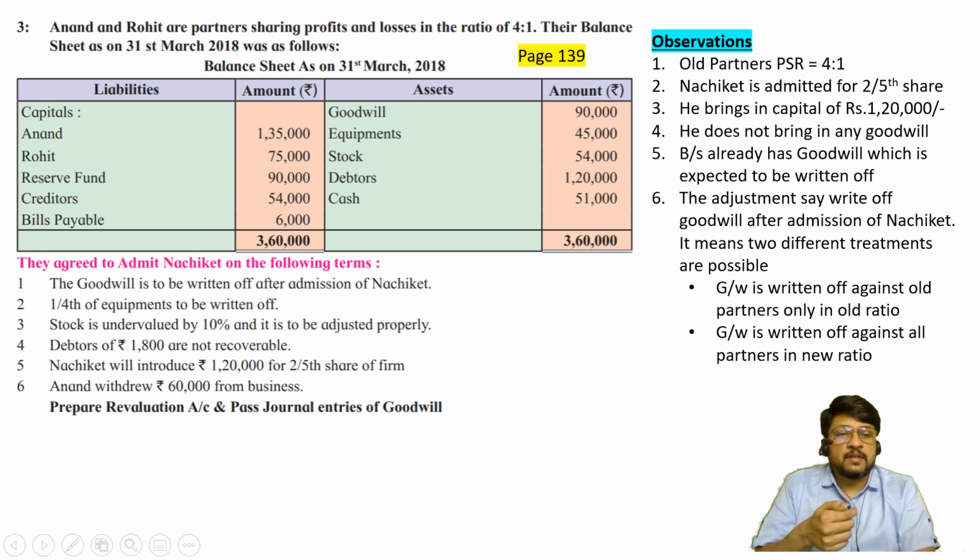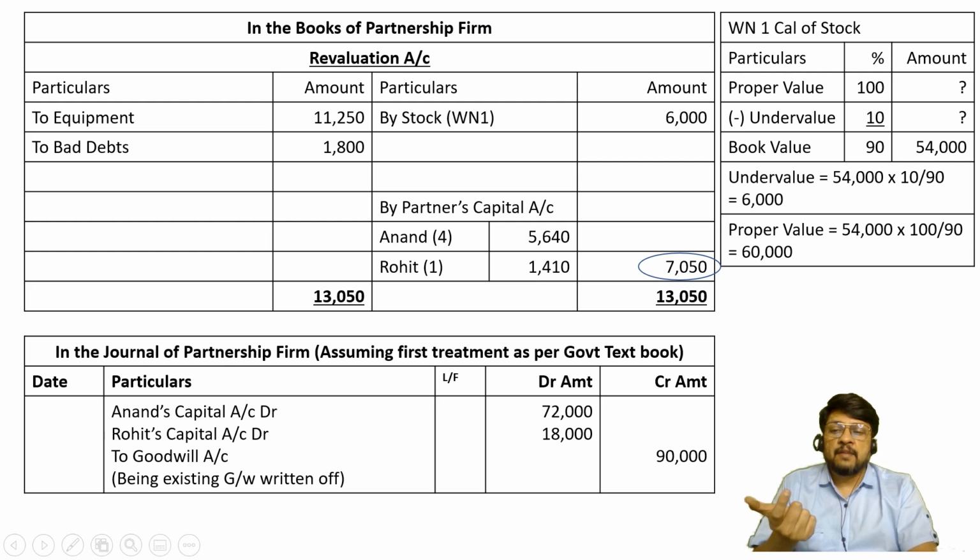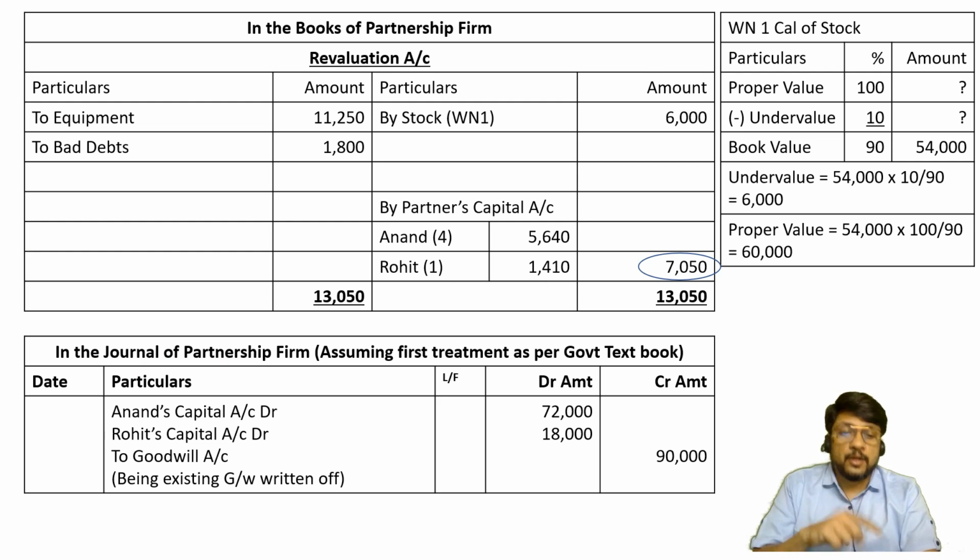Why is this alternative considered, or why is this alternative possible? Because the first adjustment says goodwill is to be written off after. The most important word is after admission of Nachiket, and after admission of Nachiket, if any asset is written off, then it will have to be transferred to all the partners. That means it will have to be transferred to Anand and Rohit and Nachiket. That means our journal entry will be Anand's capital account debit, Rohit's capital account debit, Nachiket's capital account debit to goodwill account. If this entry is required to be passed, then we will require the new ratio, and the new ratio is not given by the problem. We'll have to calculate that new ratio.